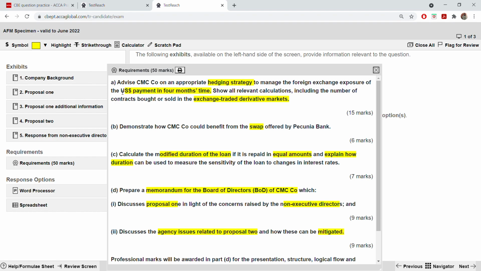The question says advise which is the appropriate hedging strategy for the payment. For this question, you need to use both word processor and spreadsheet. In the spreadsheet you will do the calculations. You can even use Word and a calculator, but trust me, I tried it yesterday and it's very time consuming. It took me 1 whole hour just to finish part A and part B.